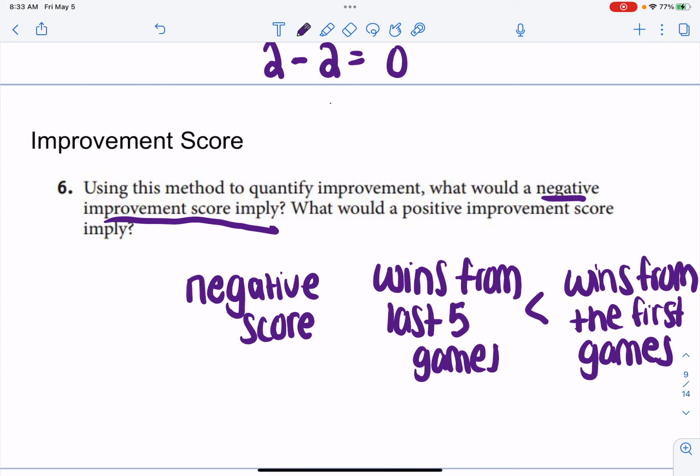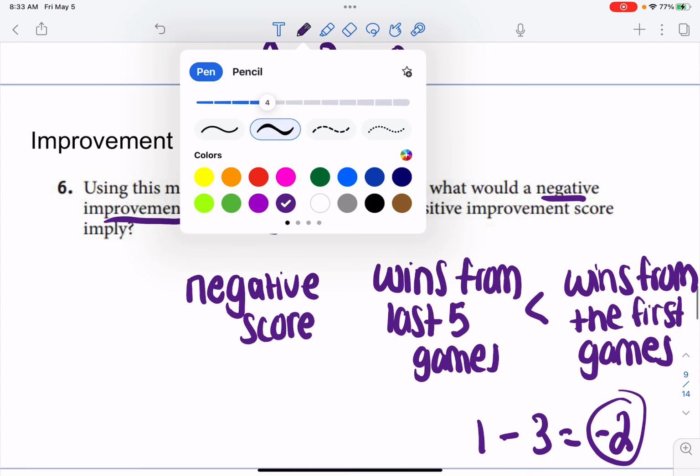So if you only had 1 win at the end and then 3 wins at the beginning, you would do 1 minus 3. That would give you a -2. Okay, and guess what? What that would show is that you're not improving. A negative value means that you're actually decreasing in improvement. Okay, and then what would the positive improvement be?